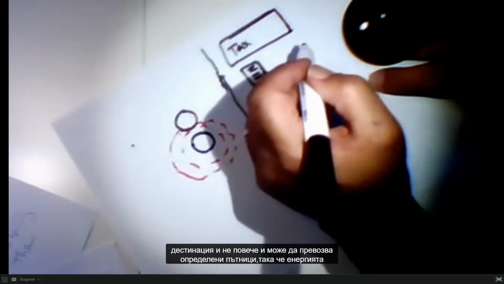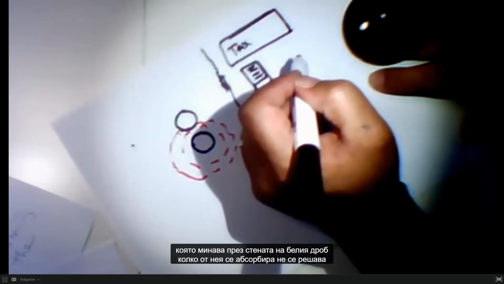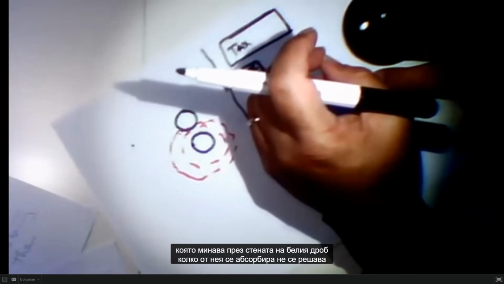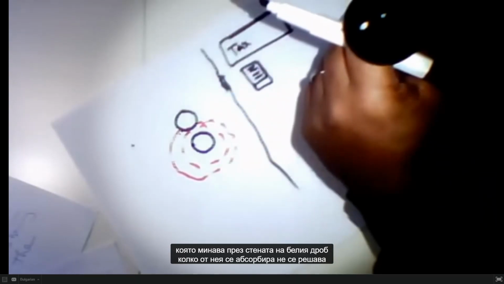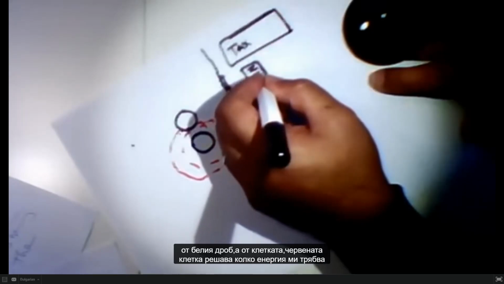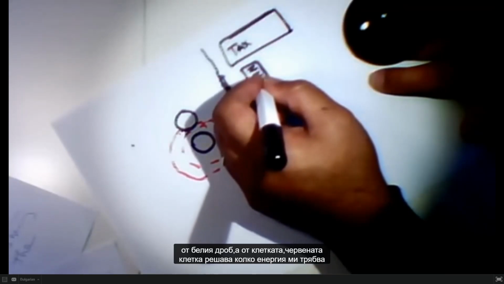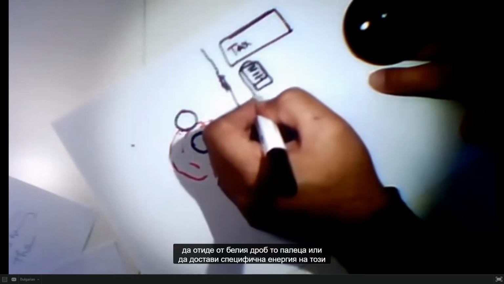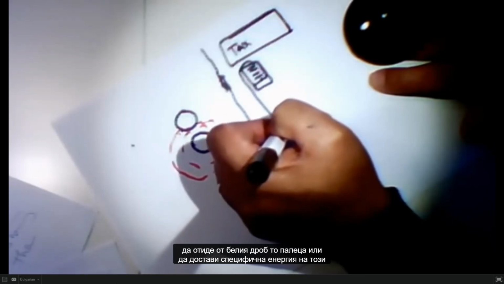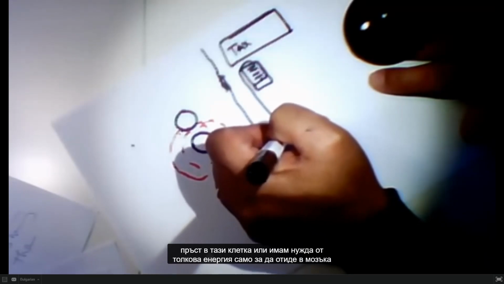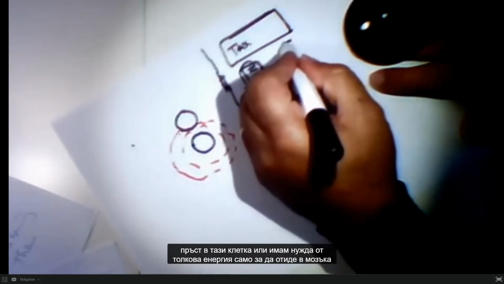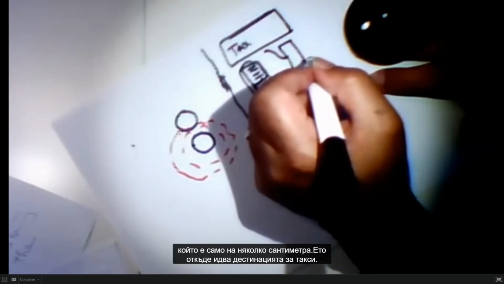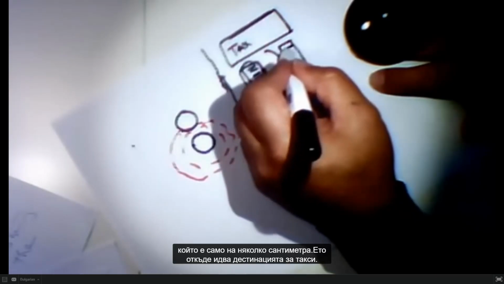So the energy crossing the wall of the lung, how much of it is absorbed is not decided by the lung, it's decided by the cell. The red cell decides how much energy I need to go from the lung to the toe and deliver specific energy to that cell, or I need so much energy just to go to the brain, which is just a few centimeters away. So that's where taxi destination comes in.